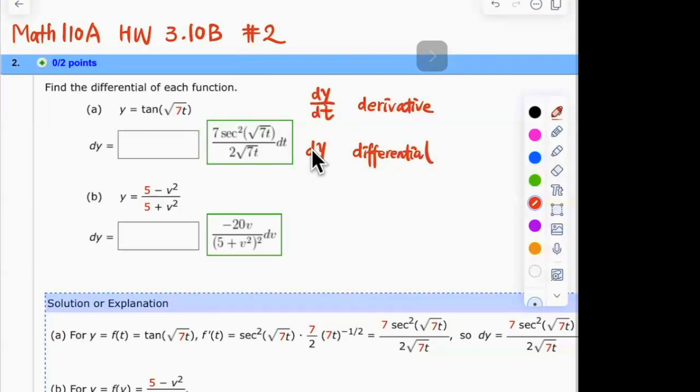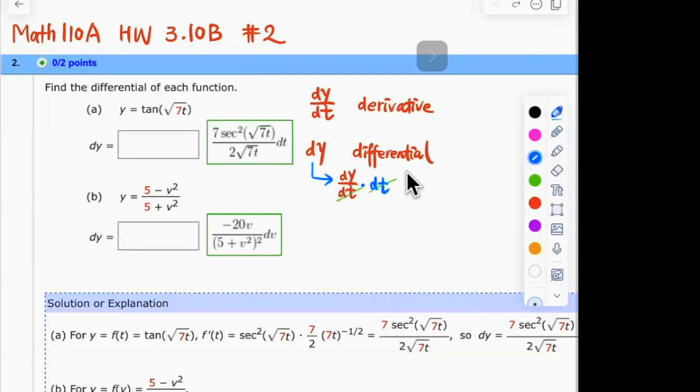You can think about the differential as relating to the derivative this way: it is this one over here times dt. So it is dy dt and then times dt. You can think about it like a quotient where the dt here and dt here divide out, and you get dy. So that's a differential.